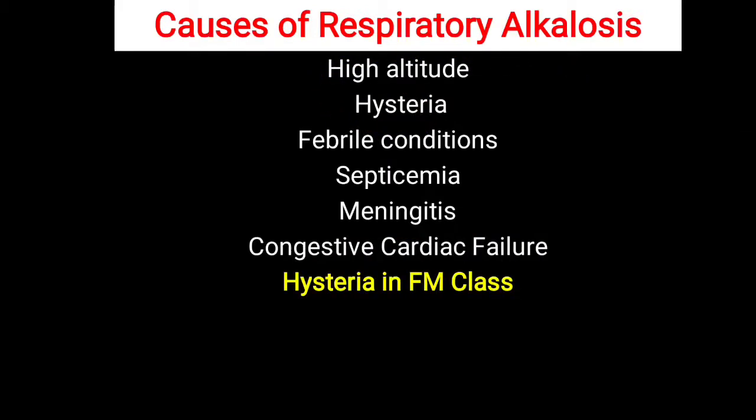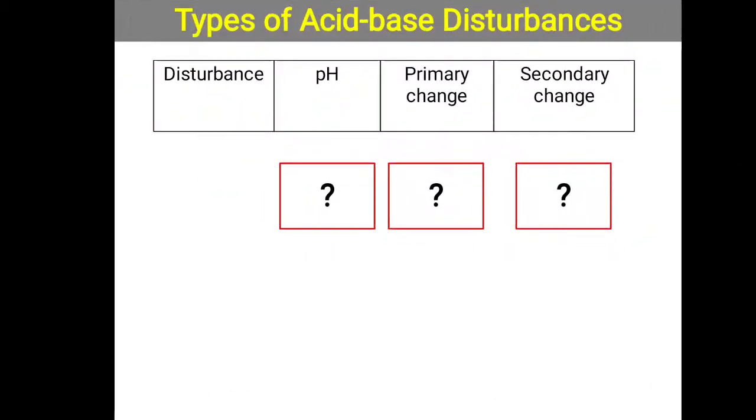Here you can remember with the help of one mnemonic: Hysteria in FM classes. Hysteria and high altitude both start with H, then FM. F means febrile condition, M means meningitis and congestive cardiac failure, and S means septicemia. Hysteria in FM classes will indicate this particular condition of respiratory alkalosis. With the help of this mnemonic you can remember.